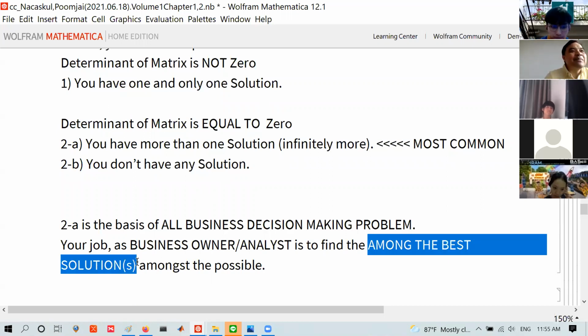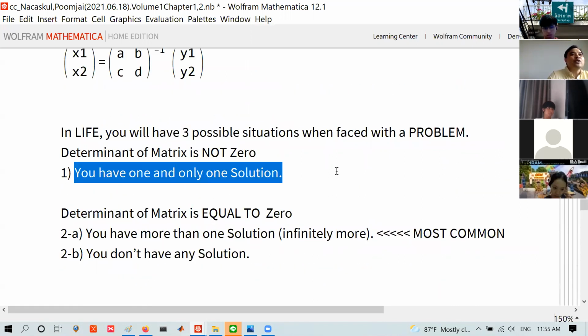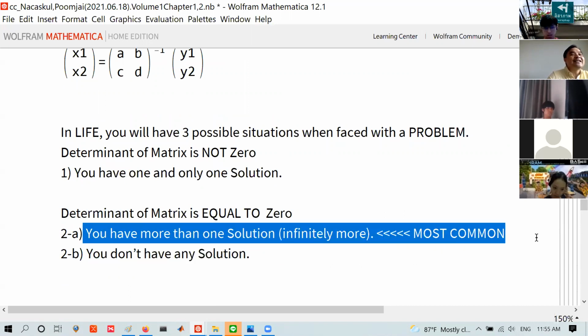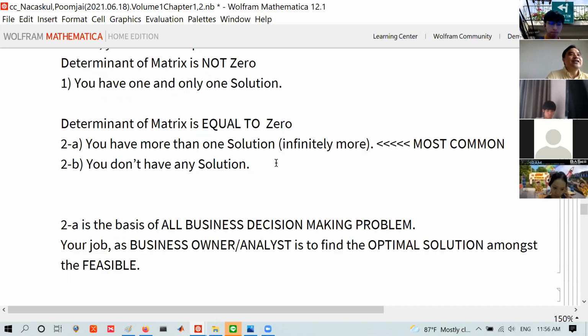Now, to find among the best solution, the technical term for it is called optimal solution. Okay. Among the possible, they don't use the word possible, they use the word feasible. So in life, do you just have one solution? No. You don't have any solution, something's wrong. You have a set of infinitely many or more than one feasible solution. Then you have to find the optimal among the feasible. So this thing is called infeasible.